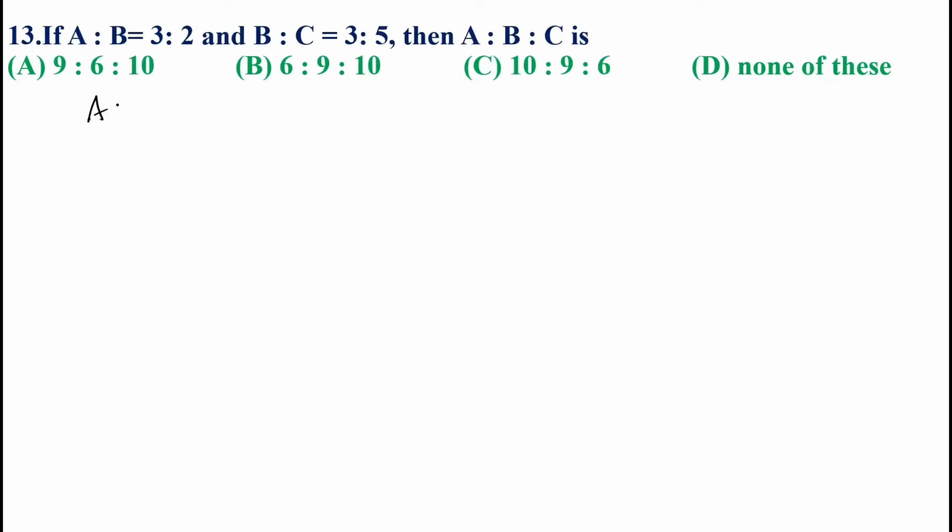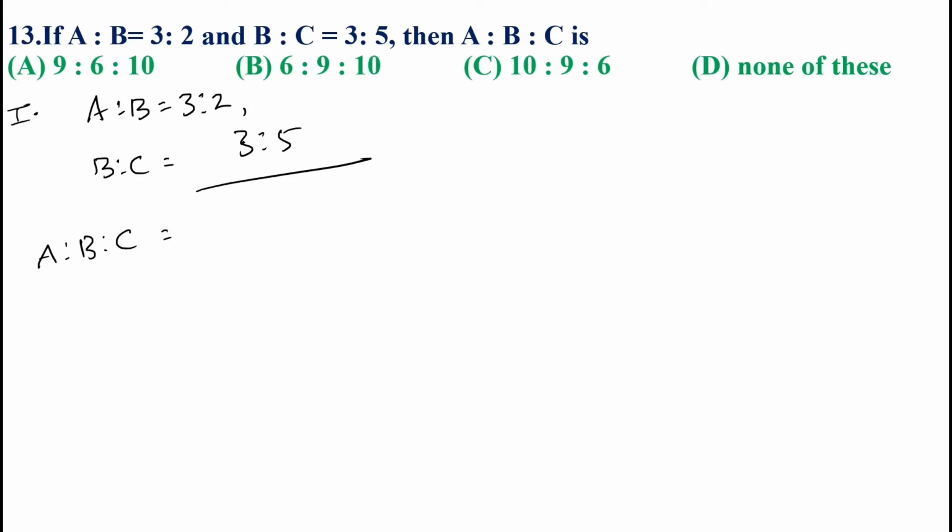They have given a is to b is equal to 3 is to 2, and b is to c is equal to 3 is to 5. Then I need to find a is to b is to c. Write b in such a way that it is below b only. So 2, next 3 into 3, multiply this one, 9. 2 into 3 is 6. And 2 into 5, this will become 10. This is one method.